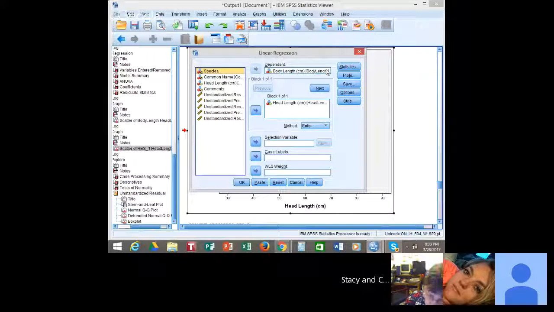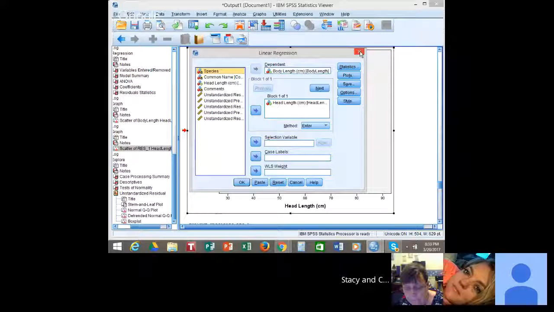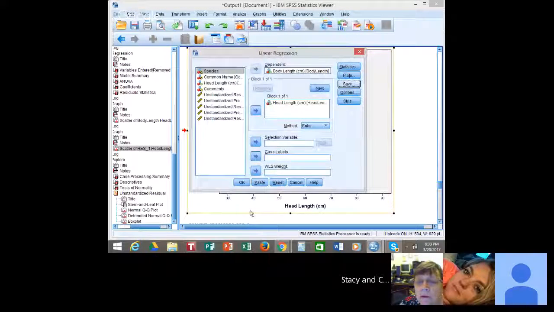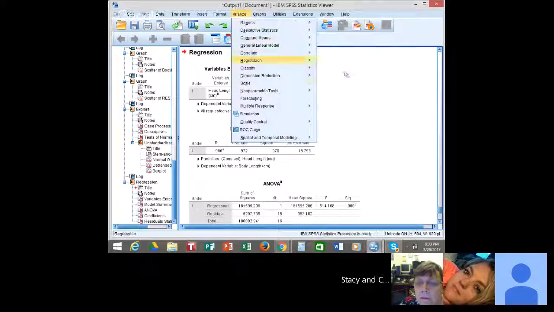Okay, so then it says to run a test. I'm just trying to make sure I've got it right. So you go to analyze, regression, and then linear.